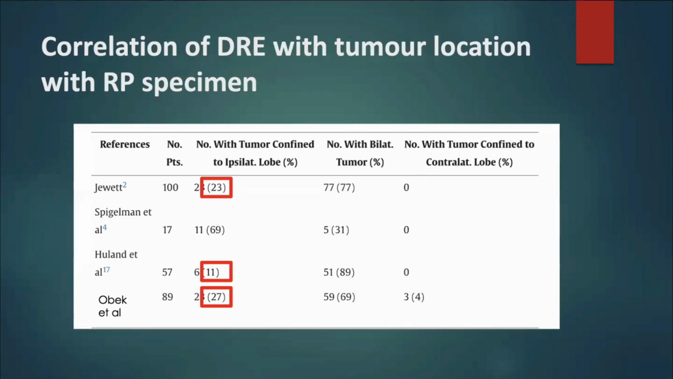Now, this is just a nice summary table sort of lifted from that paper. And if you look over the Spiegelman series, as that was a particularly low number, if patients had a palpable abnormality, then the range of those with tumour confined to that same side of the palpable abnormality was only 11 to 27%. So this study kind of implies that DRE wasn't really good for locating tumour within the prostate or predicting EPE or positive surgical margin.